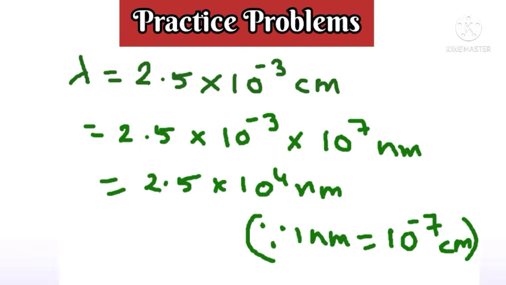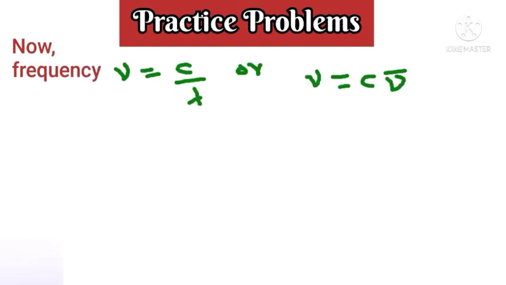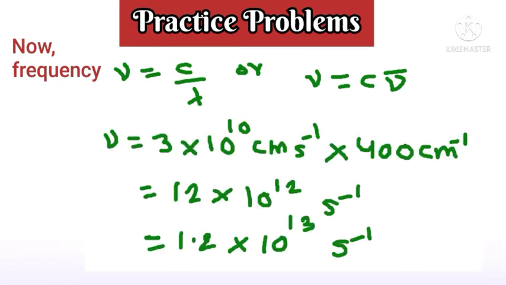Okay guys, so finally we are getting the value of lambda to be 2.5 × 10^4 nanometer. Now to calculate frequency, we know nu is equal to c by lambda, or nu is equal to c times nu bar. Now the values of c and nu bar are given to you, so just put them in and solve it and you will get the answer 1.2 × 10^13 per second. So in this way we have calculated the values of lambda and nu both.